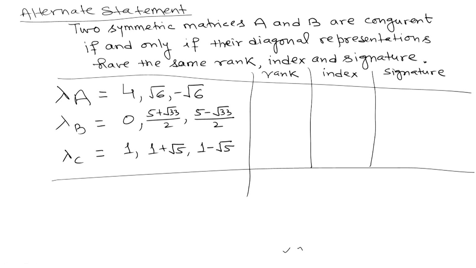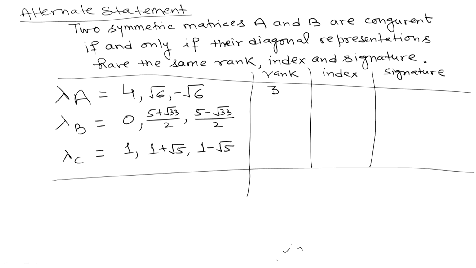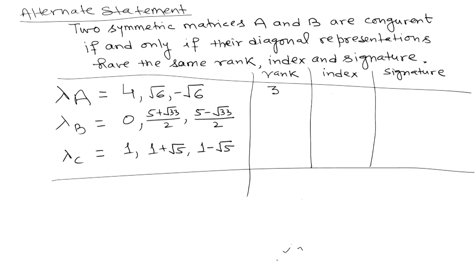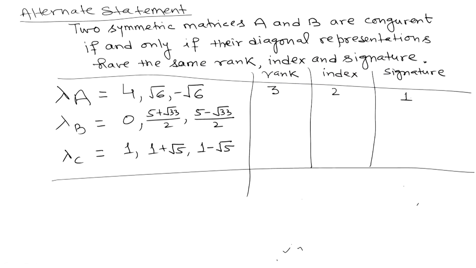the rank of matrix A is the number of non-zero entries in the diagonal representation of A, which will be 3, because the diagonal representation will contain the eigenvalues. The index will be the number of positive eigenvalues or positive entries in D, and the signature is the number of positive entries minus the number of negative entries. So, 2 minus 1, 1.